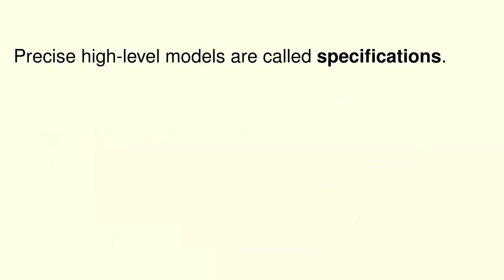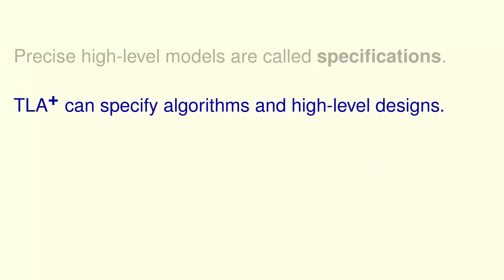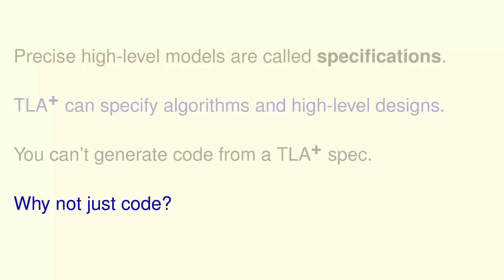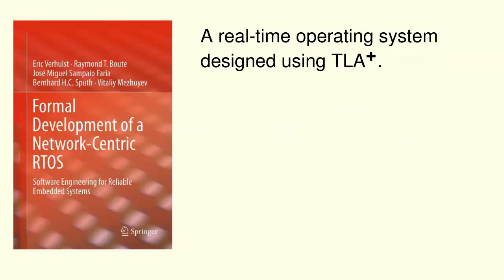Precise high-level models are called specifications. TLA+ can specify algorithms and high-level system designs. But you can't automatically generate code from a TLA+ specification. So what good is a spec if it doesn't produce code? Instead of writing a spec, why not spend the time improving the code?